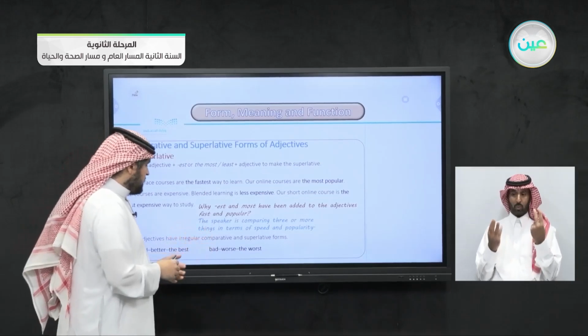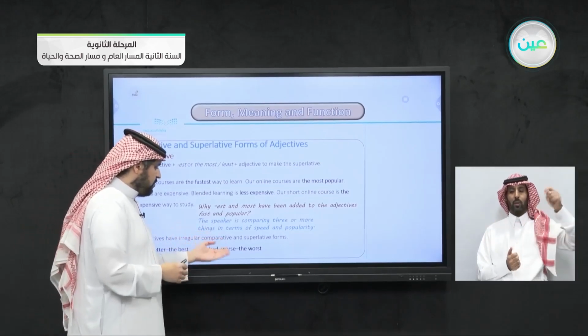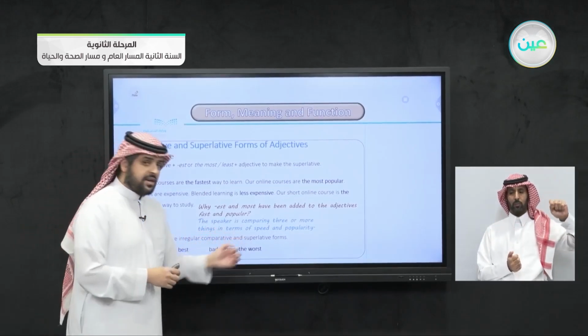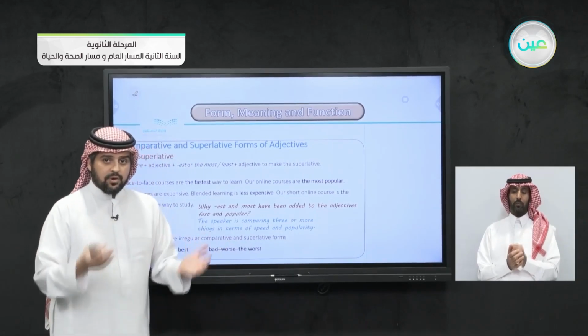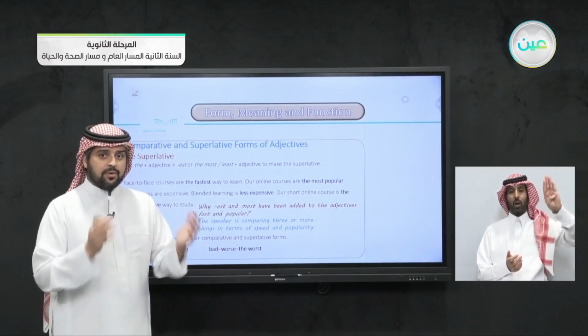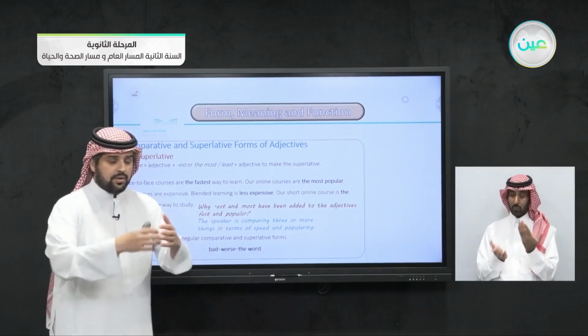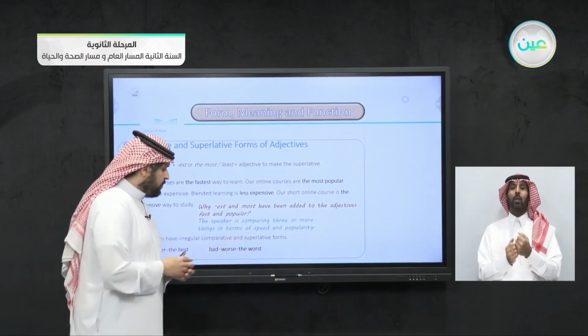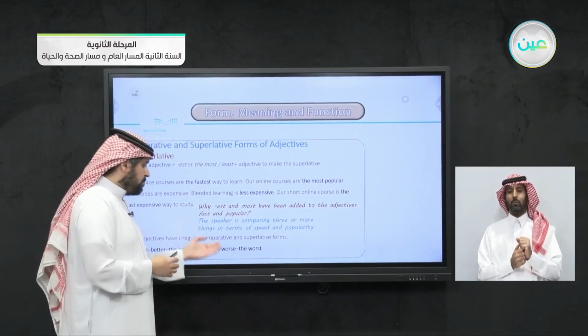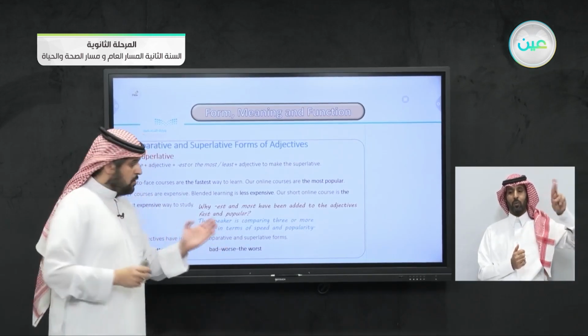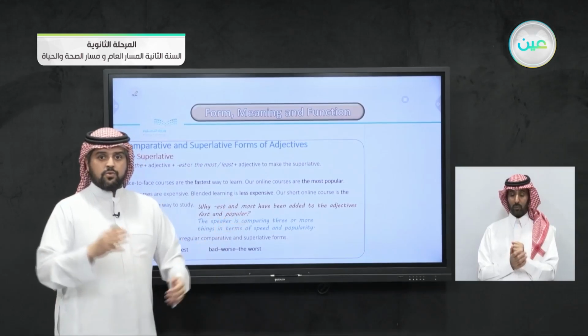And the other adjective is bad. The comparative form is worse. The superlative form is worst. When you say this is the worst, you're comparing it among the group. So the superlative form is the worst, and the comparative form between two is worse. You say this is worse than that.